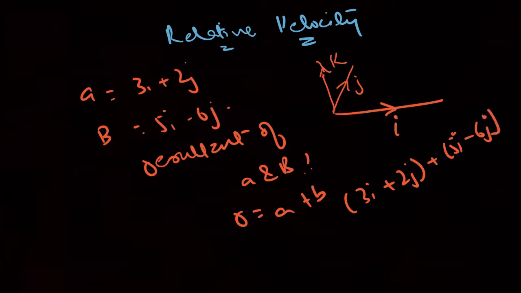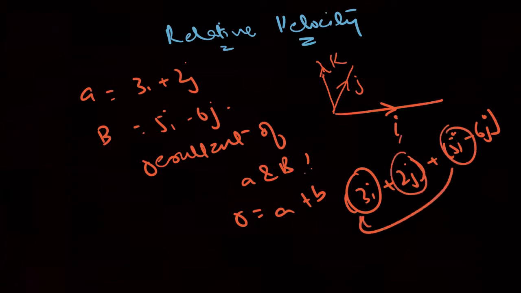Okay sir, but how is it negative? It is negative because it is in the other direction, right? So what will happen? Only the I terms would be added and the J terms would be added. So adding the I terms, we are getting a value of 8I, and adding the J terms, we are getting a value of minus 4J. So this is the resultant.